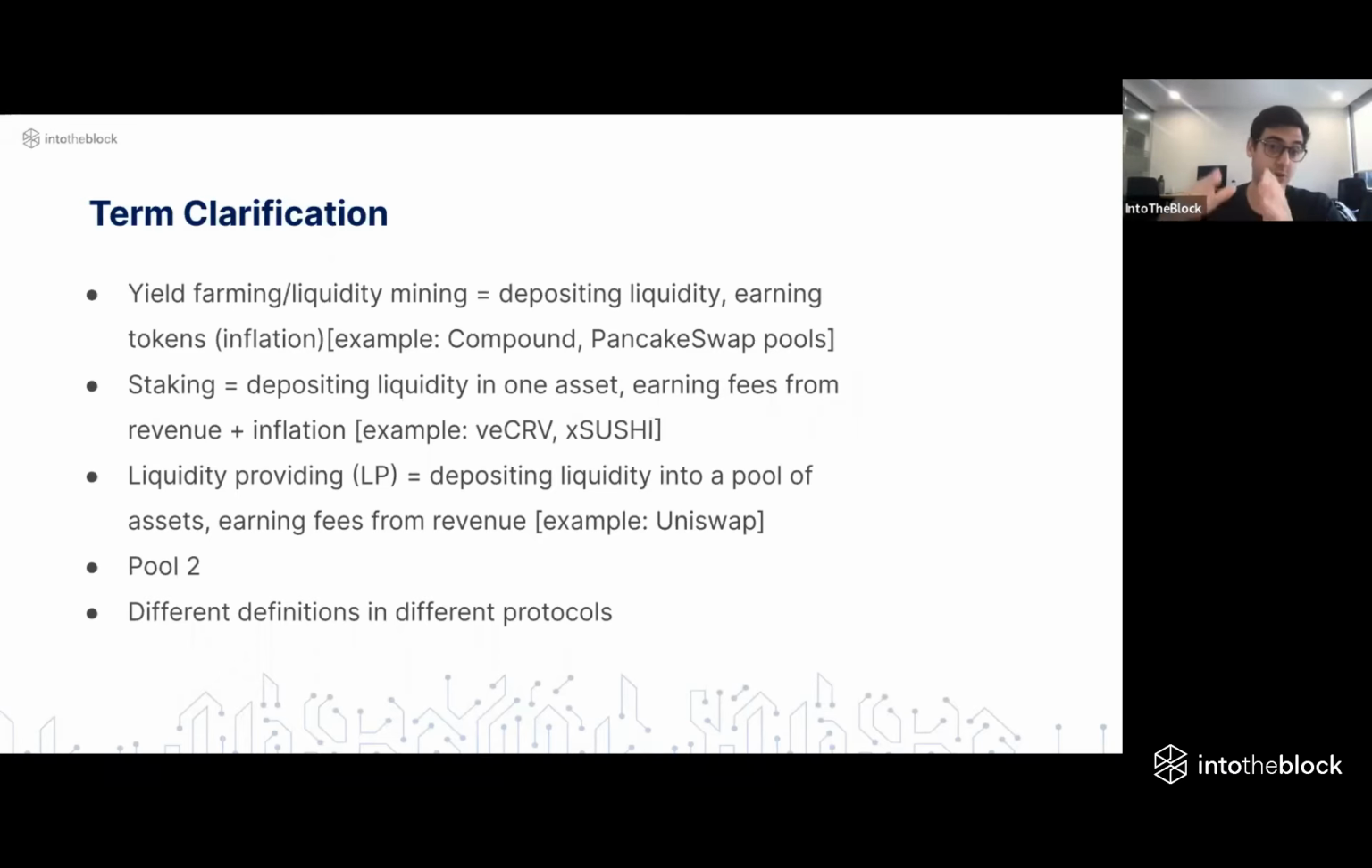Yield farming, which is also the same as liquidity mining, is essentially the concept of depositing liquidity and earning tokens in reward. So this is essentially inflation for rewarding your liquidity that is used in their systems. A notable example of that is Compound with the Comp token, where you deposit liquidity or borrow in their protocol, and you earn Comp tokens for adding to their service. Similarly, with PancakeSwap, you receive the Cake token if you deposit liquidity into their DEX.